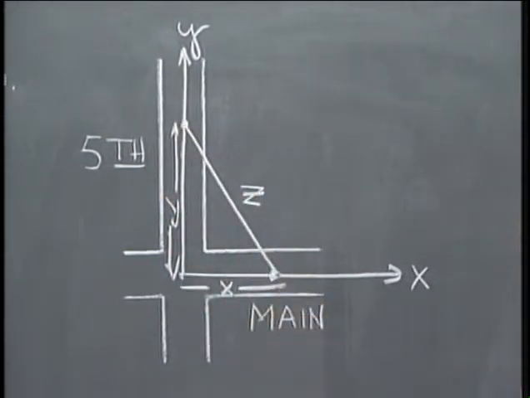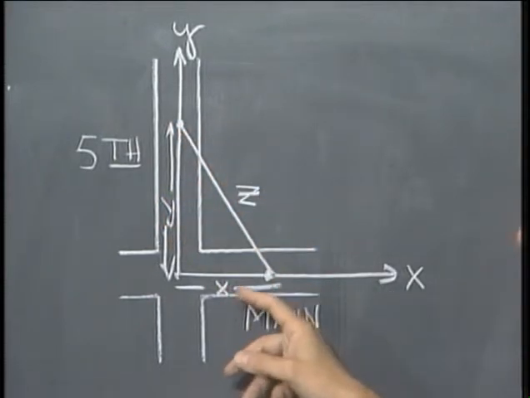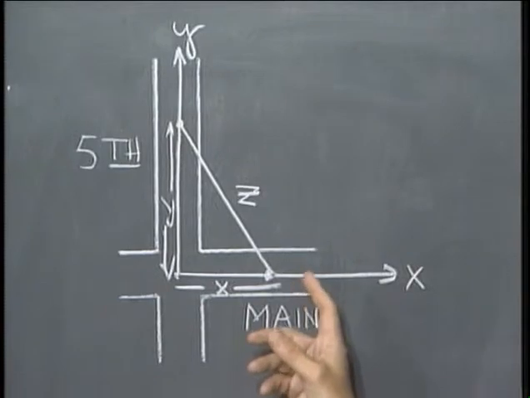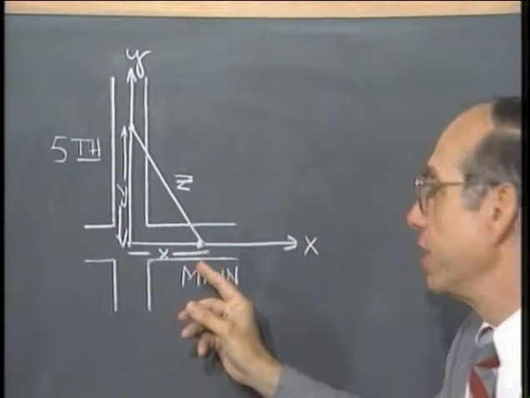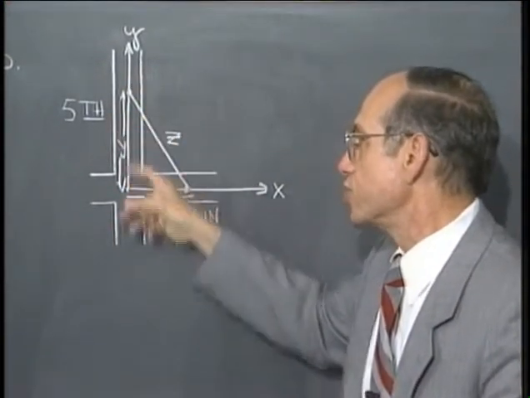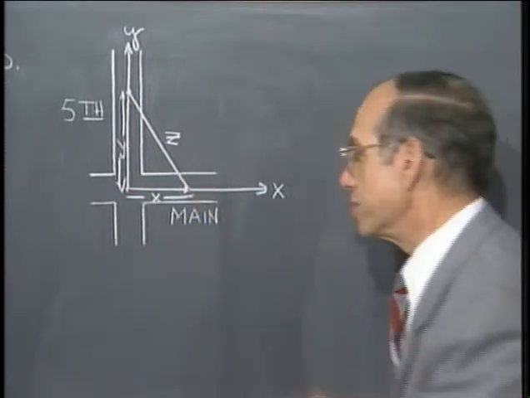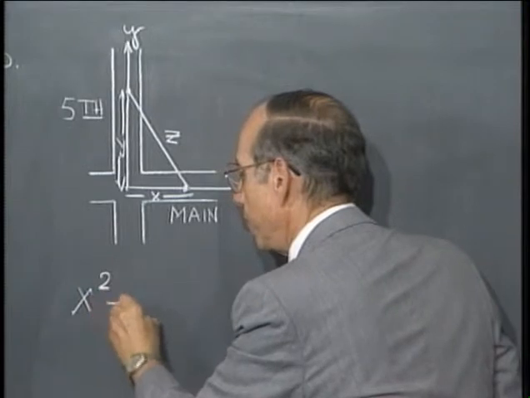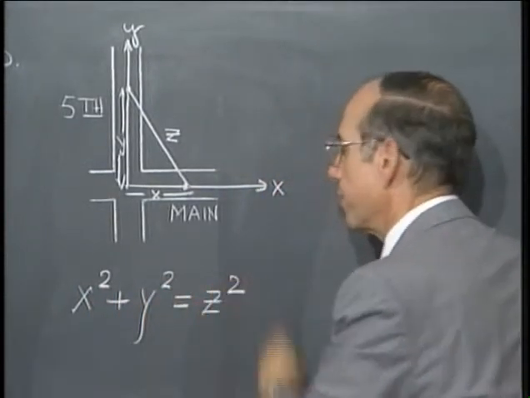Now you can see that at any time, x, y, and z are related by the fact that they form a right triangle. And we have a relationship between the sides of a right triangle and the hypotenuse, known as the Pythagorean theorem, which is probably the one geometric theorem that everyone remembers. This theorem says that the square of this distance plus the square of this distance is equal to the square of this one. Or in letters, x squared plus y squared equals z squared.